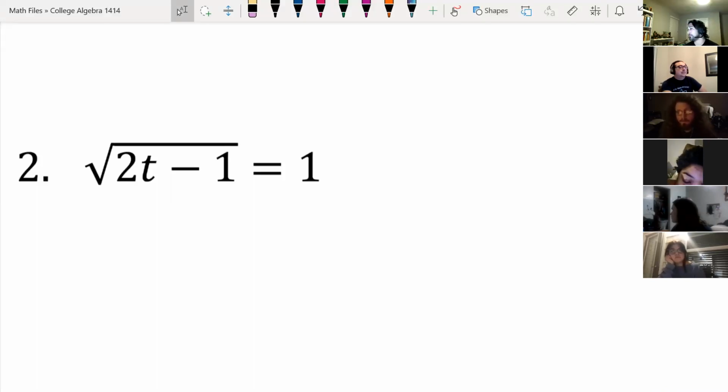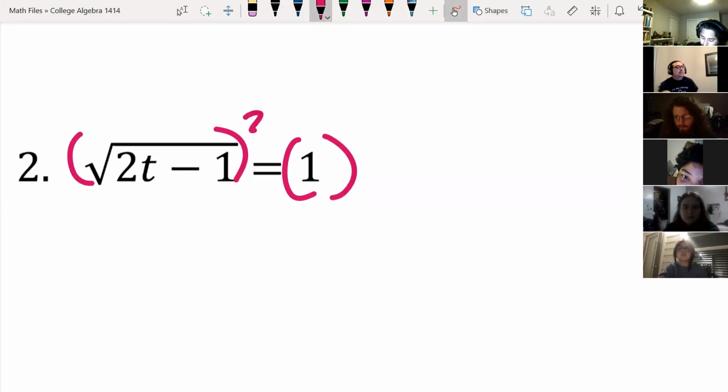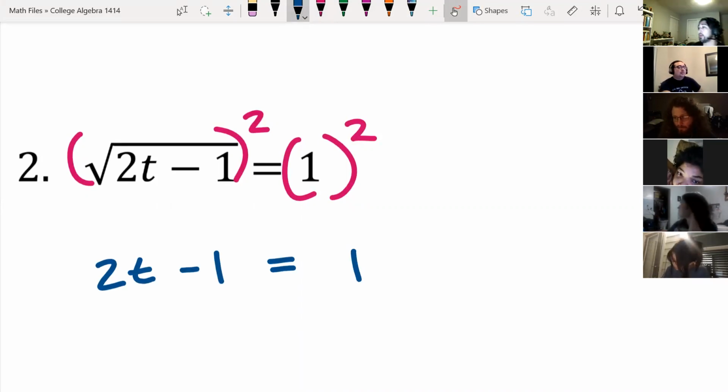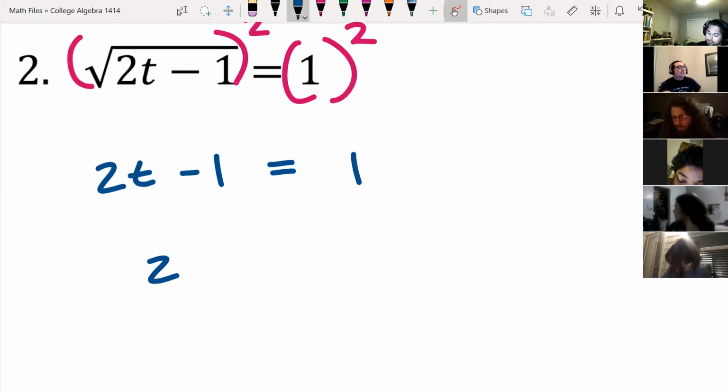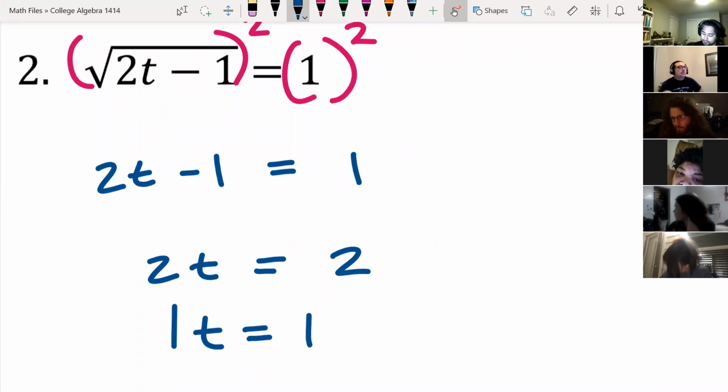2. So here we're solving for t. Same situation as above. We have to get t out of the radical. So this is a square root. In order to get rid of that square root, what would you raise both sides to? 2. Good. And then here, you'll get 2t minus 1. 1 squared is still 1. Add that 1 over. 2t equals 2. Divide by 2, and we're going to get that t is equal to 1.